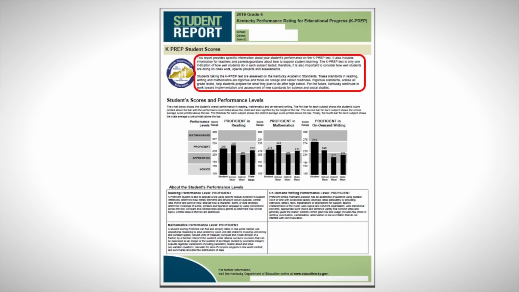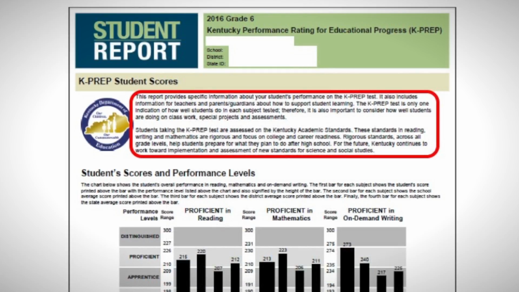On the first page at the top of each report for the Kentucky Performance Rating for Educational Progress, or KPREP, is a short explanation about the standards that are tested. You're also reminded that the results you'll see are only one piece of information, and that in order to determine how well your student is doing, you should consider other areas, including classwork, projects, and other assessments.